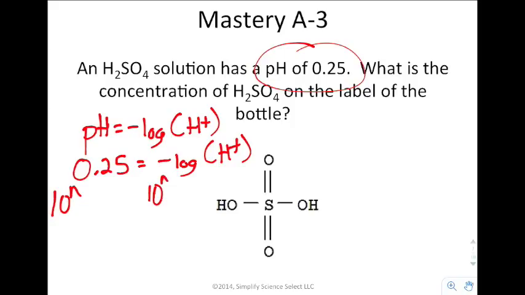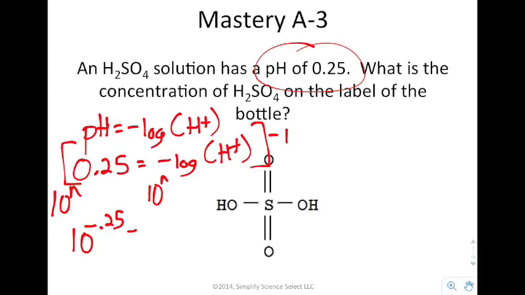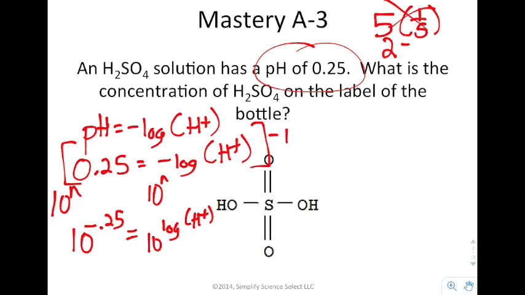Now, you don't really want to find the anti-log of the negative, so before I take this, I'm going to multiply everything by -1. In other words, I'm going to take 10 to the negative 0.25, which is going to equal 10 to the log of H+. The reason I want to do this is because 10 to the exponent and a log are opposite functions. So this is like taking 5 and multiplying it by 1/5. Those are opposite functions, so it cancels out. Or taking 2 and subtracting 2.